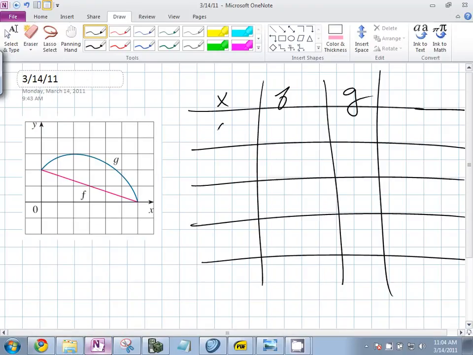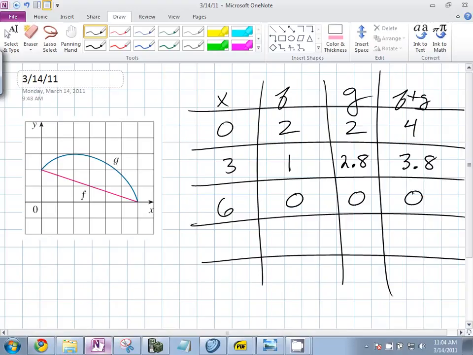When x is, let's do 0, 3, and 6 to begin with. At 0, what's f? 2. What's g? 2. So what's f plus g? 4. At 3, what's f? What's g? About 2.8. That looks good. Add them together, what do you get? 6. At 6, what do you get? 0. So if you plot these points, you know it's going to go to 4, and then at 3, it's 3.8, and then here it's 0.